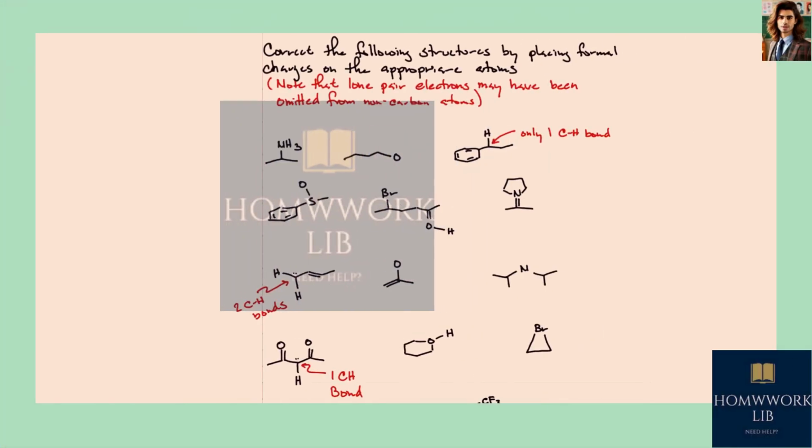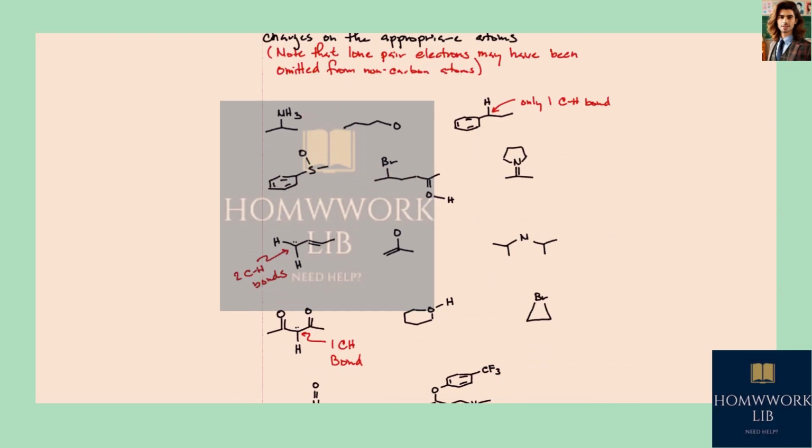Hi, so over here we need to correct the following structures by placing formal charges on appropriate atoms. So first of all, let's identify here that we have an NH3 on this first option. That means that this nitrogen should have a positive charge. I'm going to write down all of the formal charges that we're going to have in purple over here.